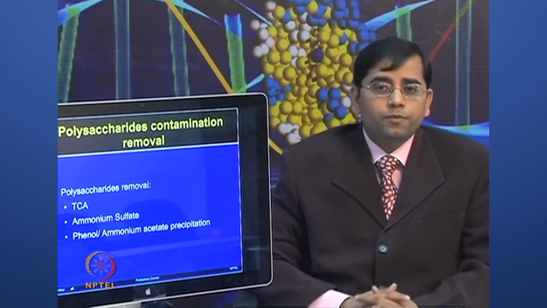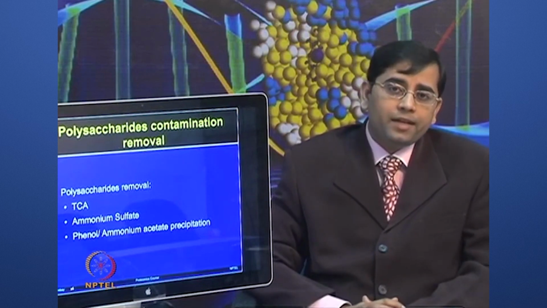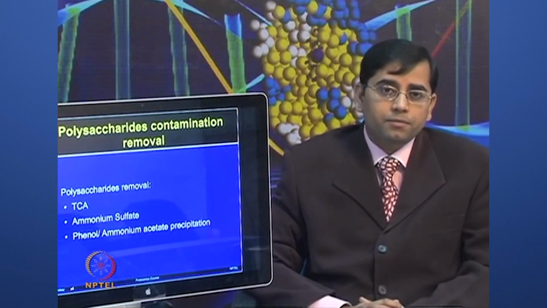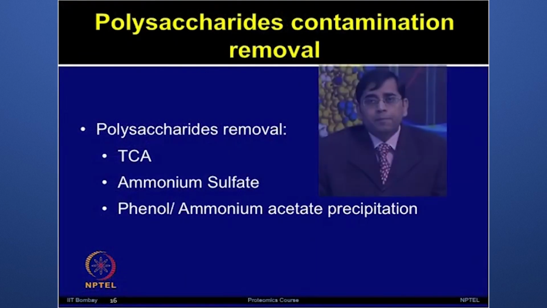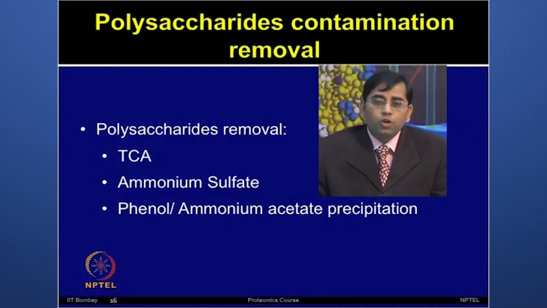So, how do we remove this type of polysaccharide contamination? During the precipitation step itself, a lot of polysaccharides get removed. So, TCA (trichloroacetic acid), ammonium sulphate, phenol or ammonium acetate precipitation are efficient ways of removing the polysaccharide contamination.